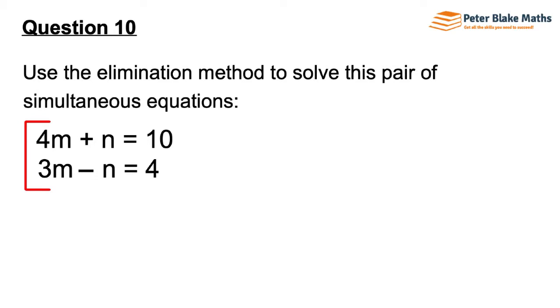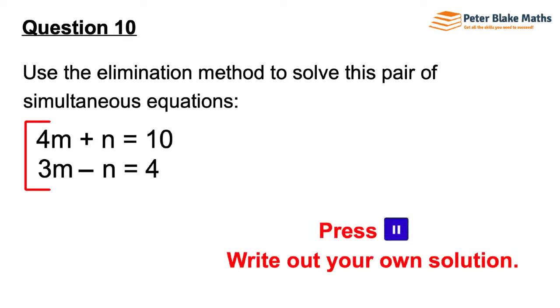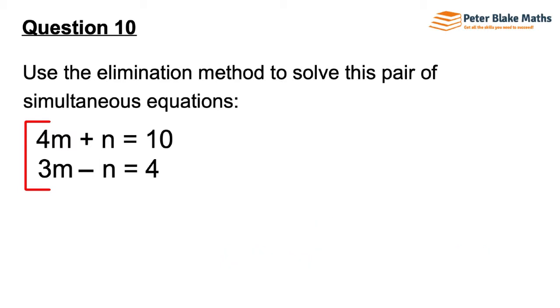Question 10. Use the elimination method to solve this pair of simultaneous equations. We have 4m plus n equals 10 and 3m minus n equals 4. Alrighty, first thing we've got to decide is whether we want to add between the two equations or subtract between the two equations. I'm going to focus on the n terms that are in the middle of each here.